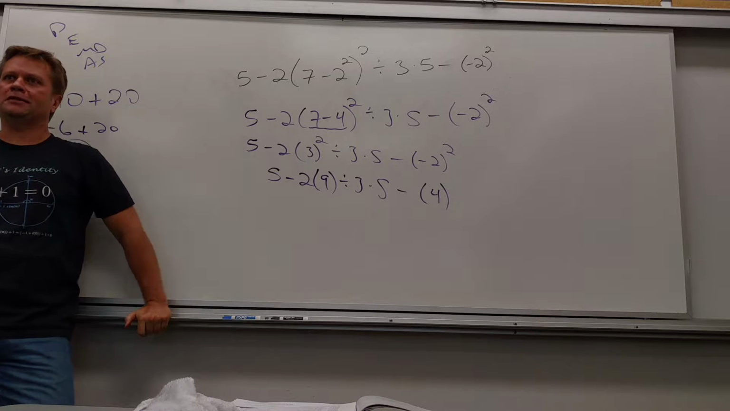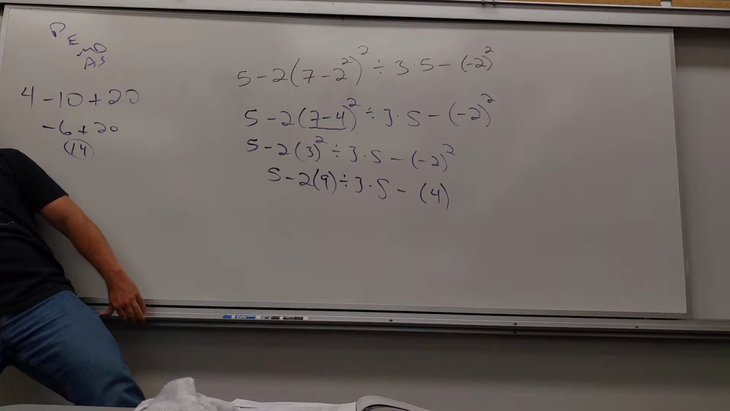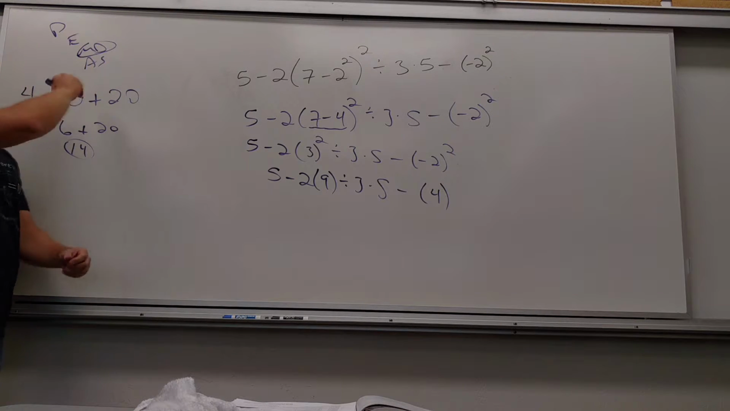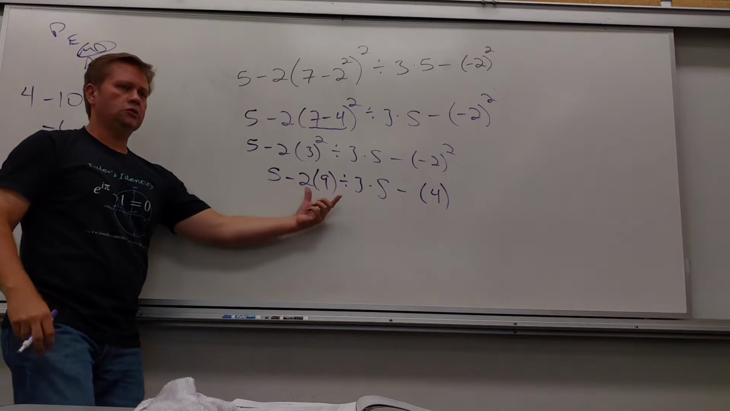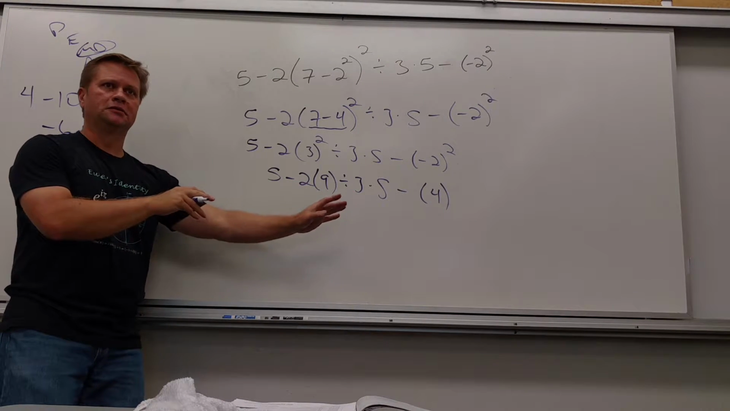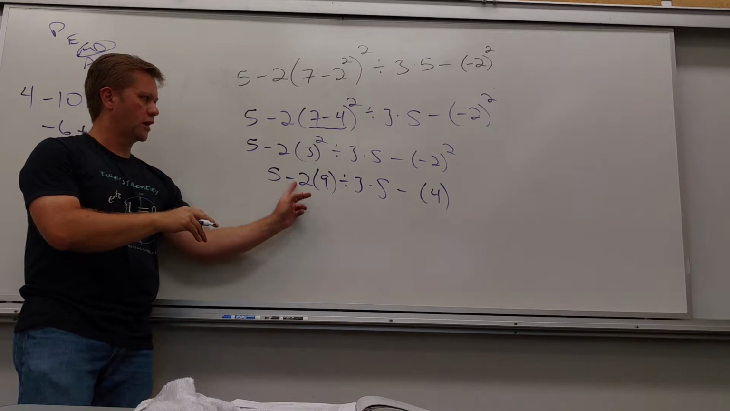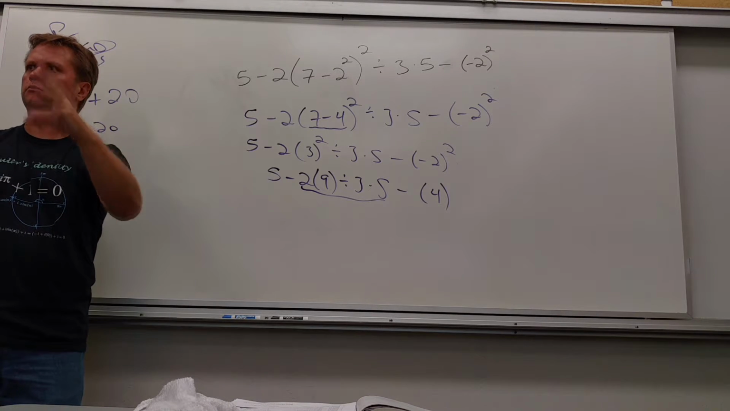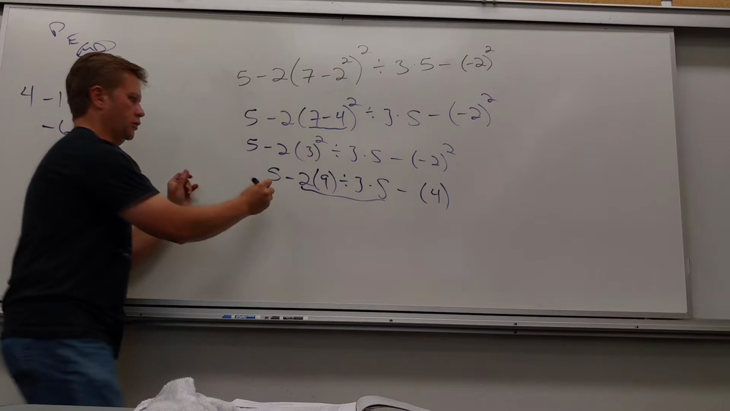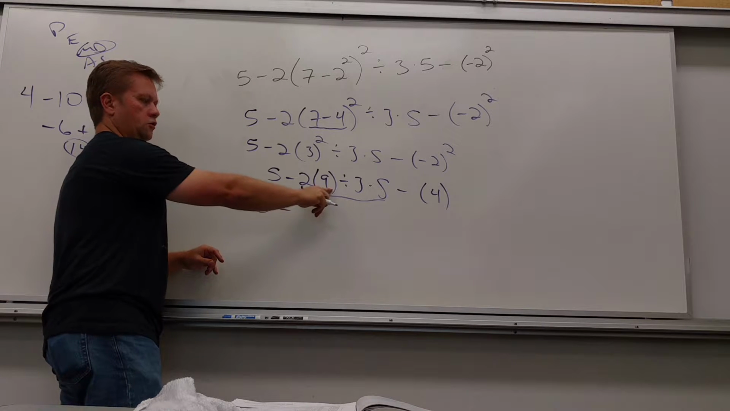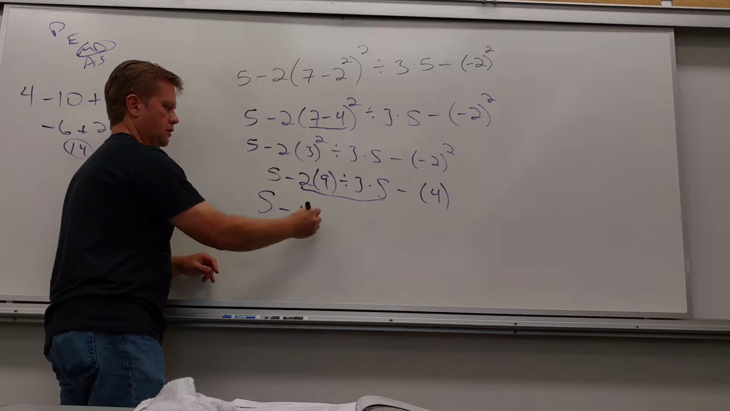Now what level am I at? MD. Yeah, so what am I going to do last? That's subtraction. So this chunk in the middle is an MD chunk, so I'm going to do it as it comes. What do I do first in there? 2 times 9? 18.